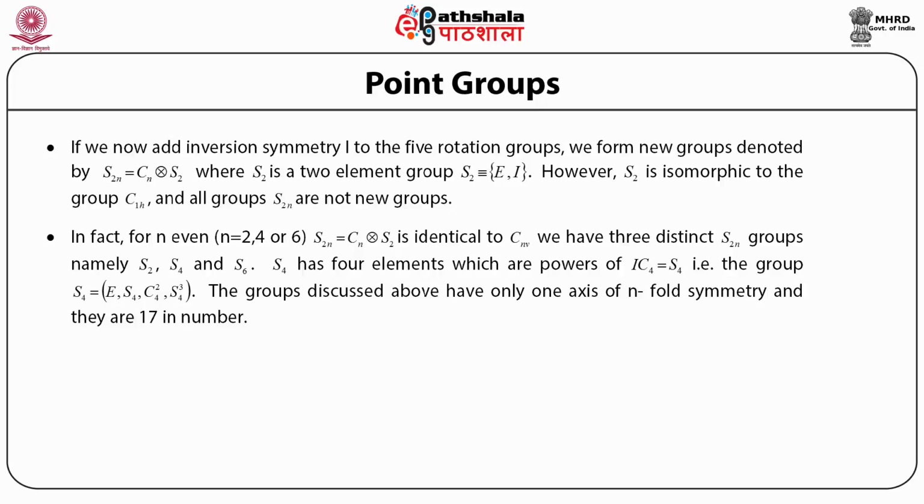The groups discussed above have only one axis of n-fold symmetry, and they are 17 in number. Now, at this point, I would like to point out that there is no 5-fold symmetry which we have considered. In fact, there exist some protein molecules which have 5-fold symmetry of rotation, but we are not considering that.